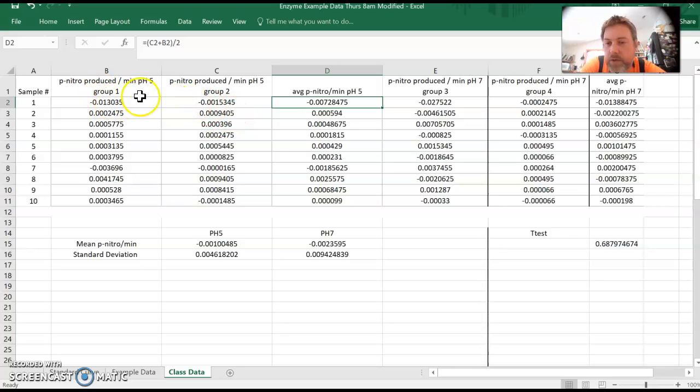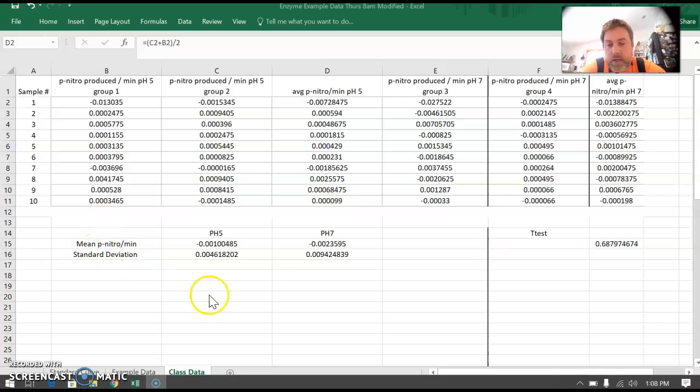So each group generated an amount of p-nitrophenol produced per minute, and then I averaged the two together to give us a single column of the average amount of p-nitrophenol in nanomoles produced every minute. I did the same thing with the other two groups for pH 7. So we generated an average amount of p-nitrophenol per minute for both of these. Then we can take the average of all those and generate an average for each.